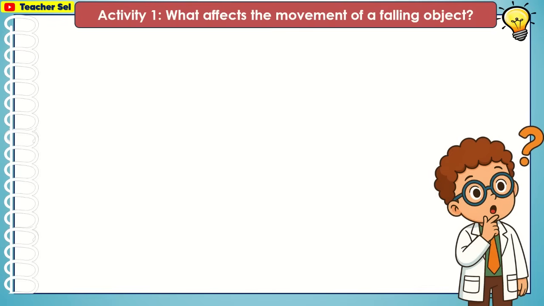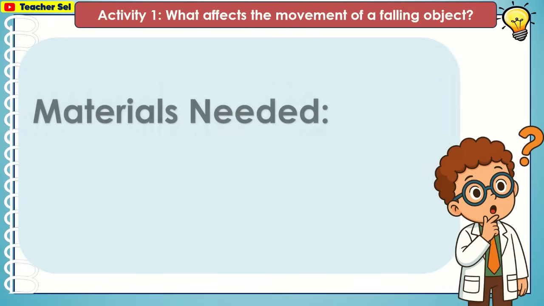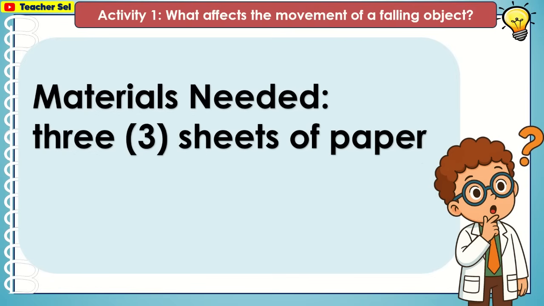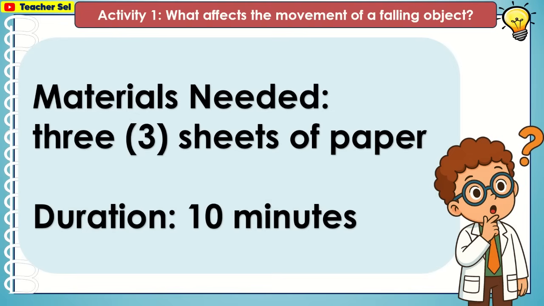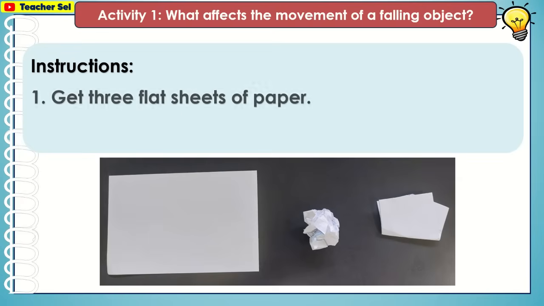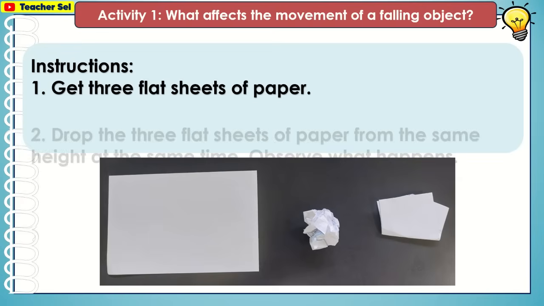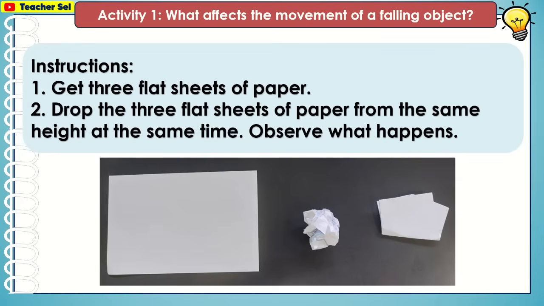Activity 1. What affects the movement of a falling object? Materials needed: 3 sheets of paper. Duration: 10 minutes. Instructions: get 3 flat sheets of paper. Drop the 3 flat sheets of paper from the same height at the same time. Observe what happens.